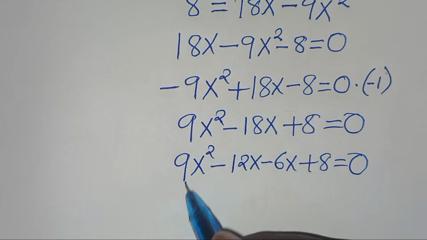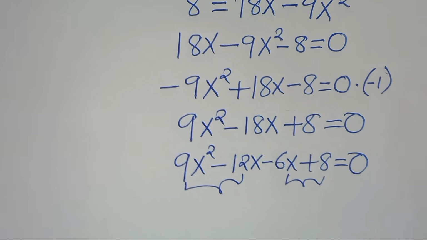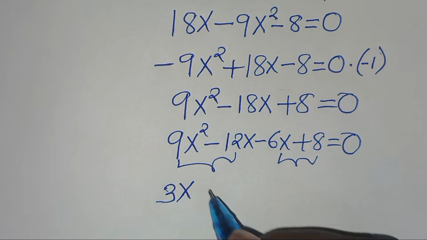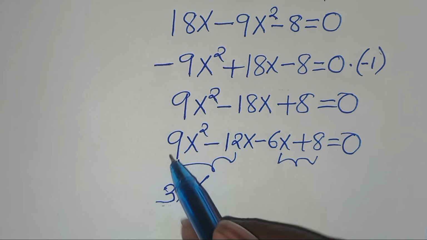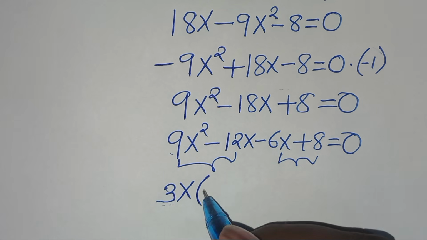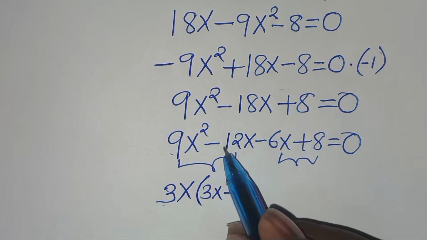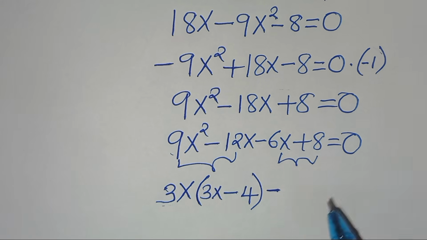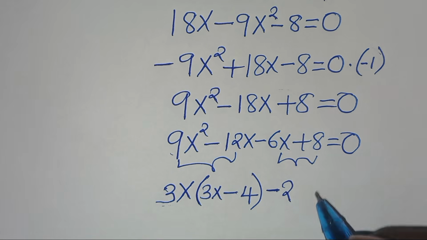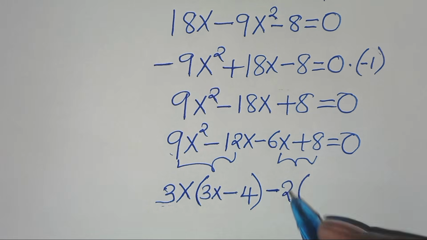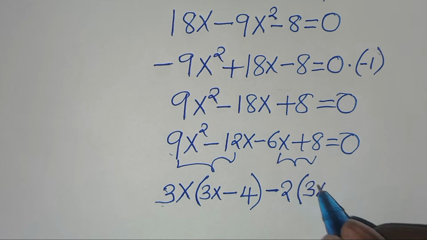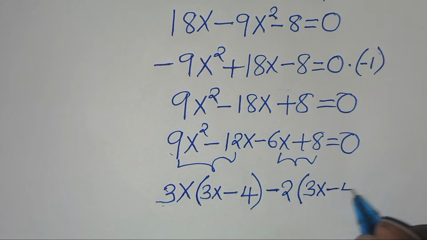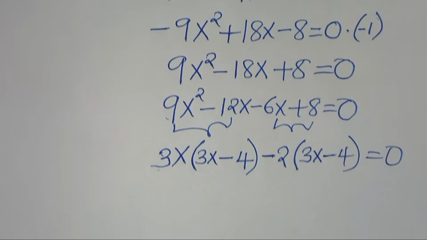So this means that we have got two parts here. From the first part, we have that 3x is common here. We factor out 3x. 9x squared divided by 3x, we have 3x. Subtract 12x divided by 3x, this is 4. Then subtract 2 is common here, so we have 2. Then 6x divided by 2, this is 3x. Then 8 divided by minus 2, this is minus 4. And this is equal to 0.